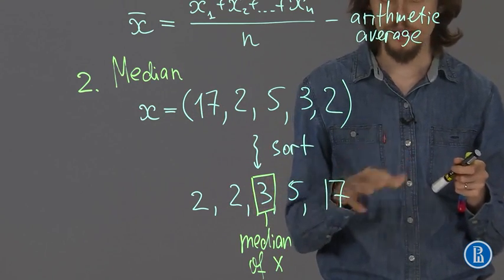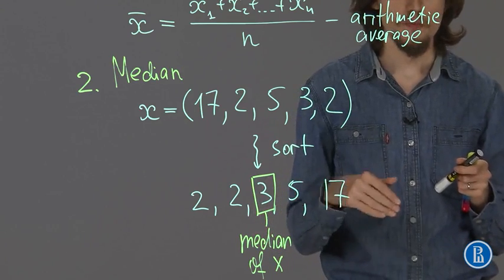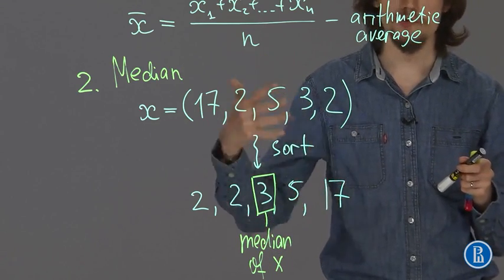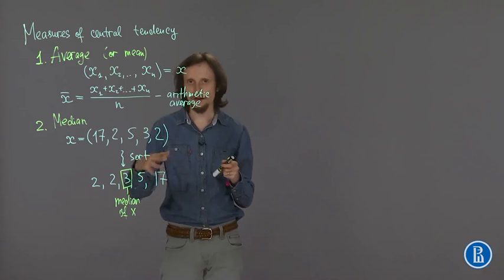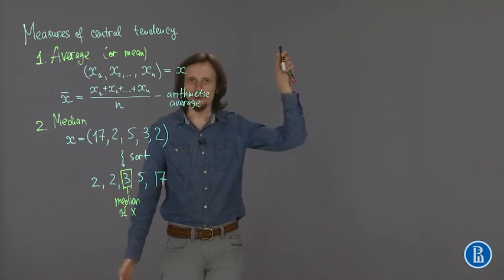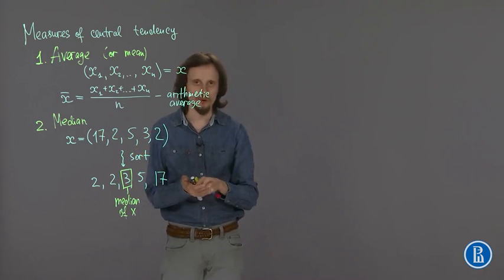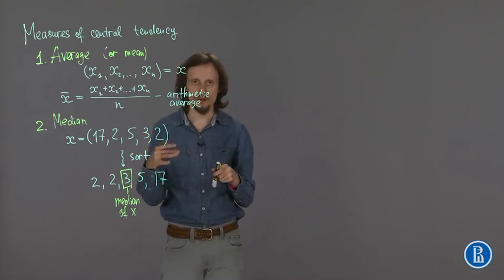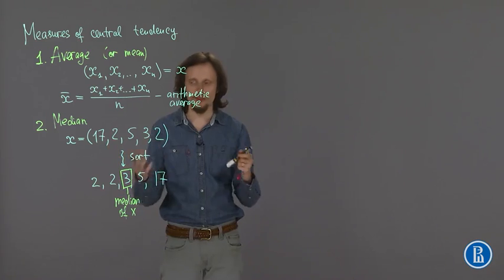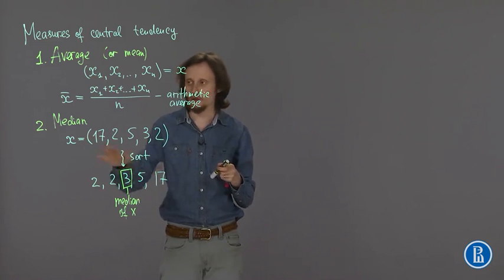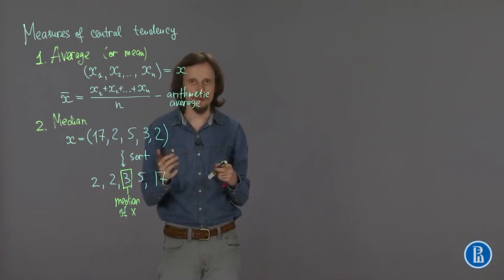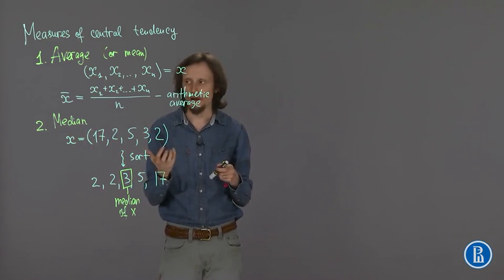So, in a sense, median is a more robust measure of central tendency. It is not sensitive to values that are too large or too small, if we don't have many of these elements. And this is a good property of median when we discuss such a thing as, for example, median wage.